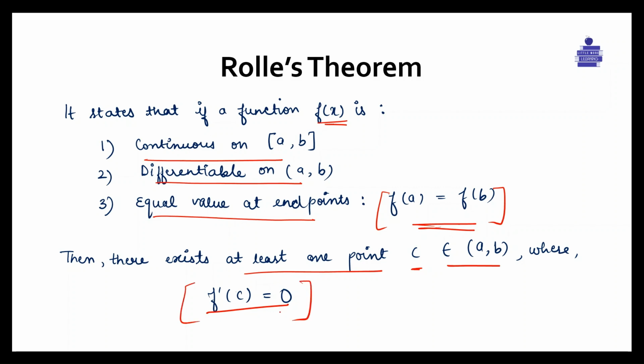So if a function starts and ends at the same value, there must be a peak or valley in between where the slope is 0.